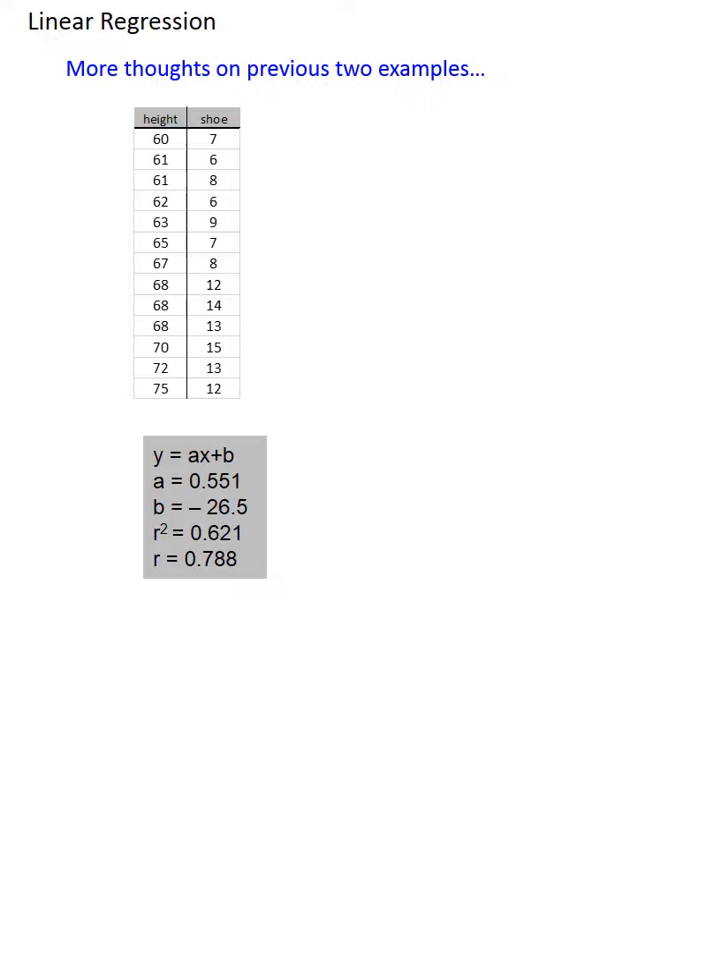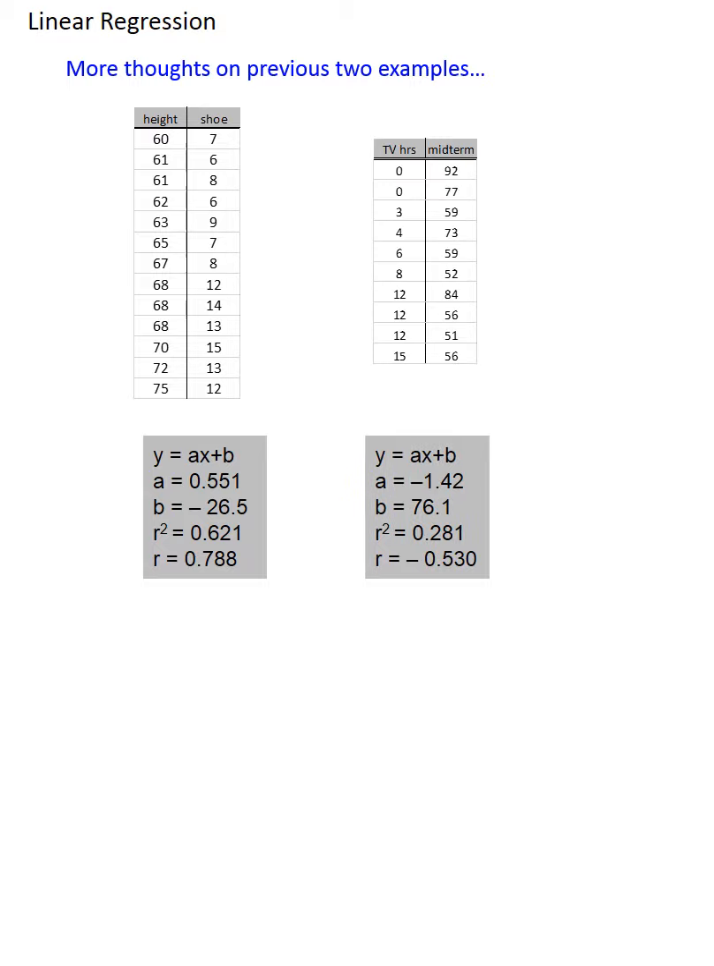Well, those were the two examples, but let's take a look at a couple additional items in relation to the two examples we've seen before we wrap up this video. More thoughts. Earlier, we looked at height and shoe size, and we looked at TV hours and midterm scores, and we looked for correlations between them. First, I'd like to point out that the correlation coefficient for the height shoe size problem was higher than the correlation coefficient for the TV and midterm problem.